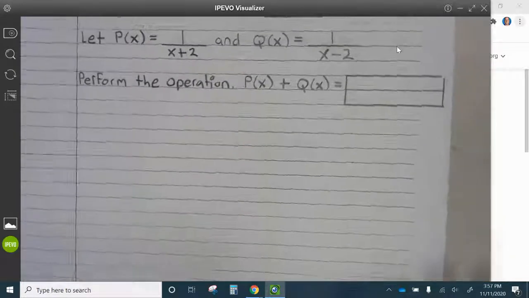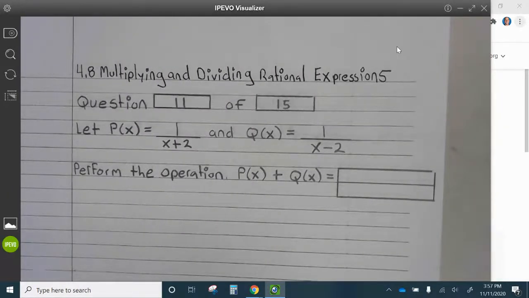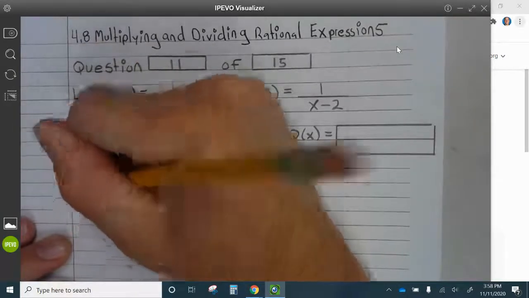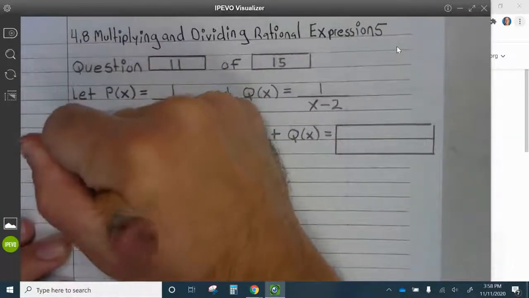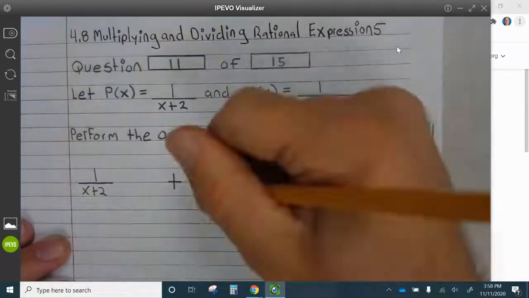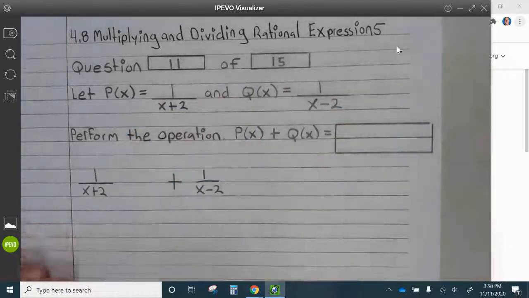Okay, question 11 of 15. Let p of x equal 1 divided by x plus 2 and q of x equal 1 divided by x minus 2. Perform the operation p of x plus q of x. So we have 1 divided by x plus 2 plus 1 divided by x minus 2.